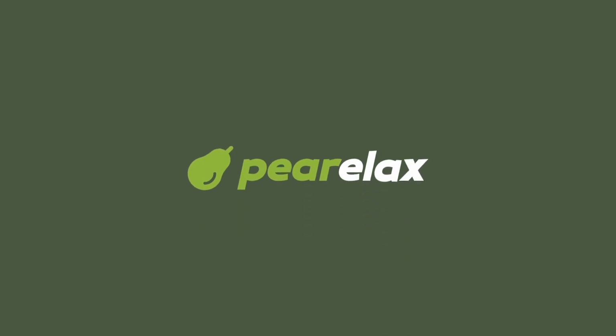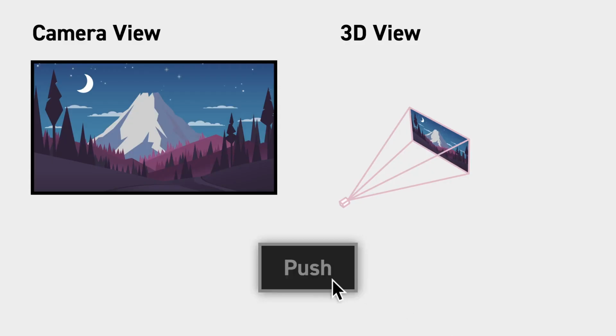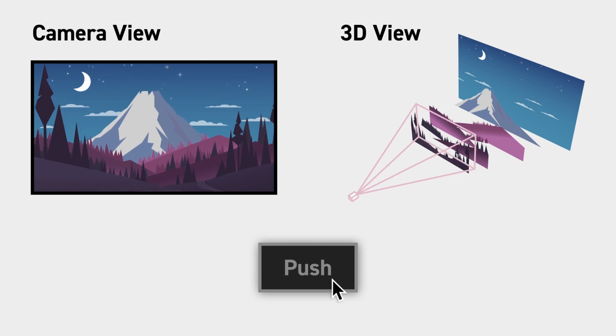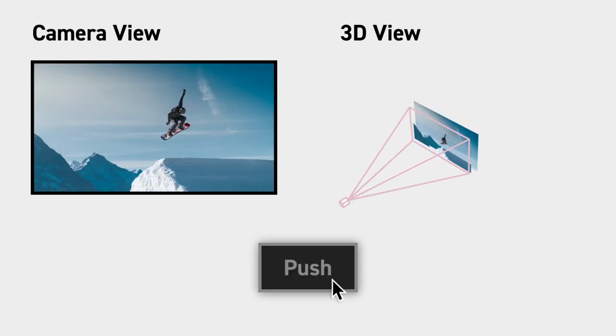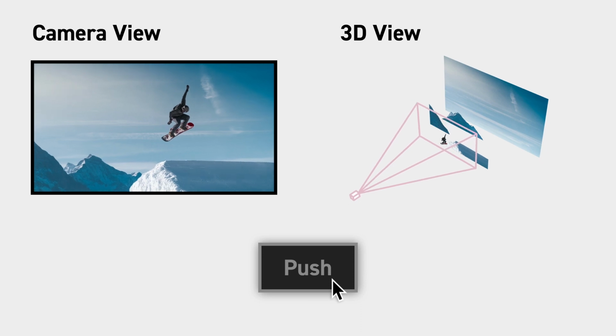PARALLAX is an After Effects script that lets you move layers forward and backward in 3D space while retaining their optical scale. This makes it easy to add a 3D parallax effect to any 2D illustration or any layered photo.